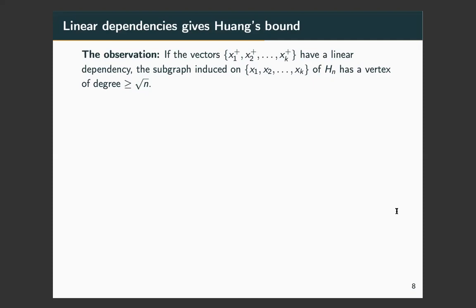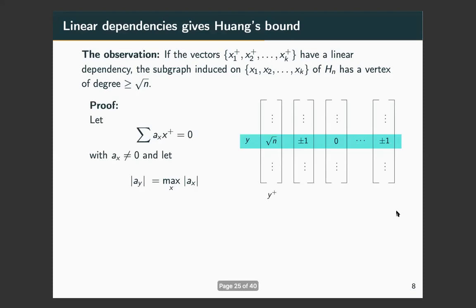We will now prove the following observation, which gives us a high degree vertex from linear dependencies. If a set of x plus vectors, say x1 plus up to xk plus, has a linear dependency, then the subgraph induced on the corresponding set of vertices x1 up to xk has a vertex of degree at least square root n. The proof is the following. Since we have a linear dependency, a weighted sum of the x plus vectors with coefficient ax is 0, where not all of the ax's are zeros.